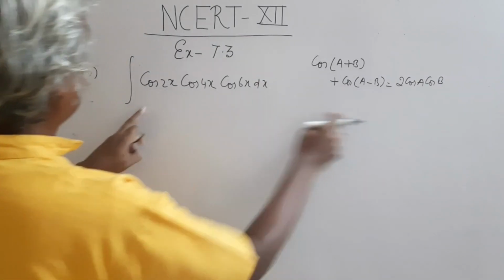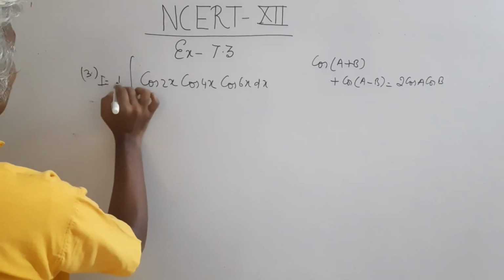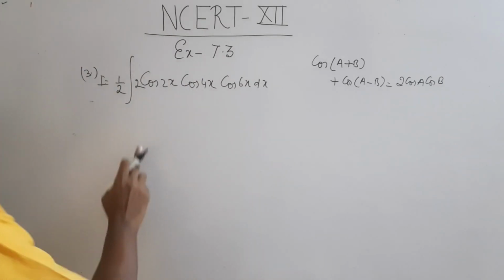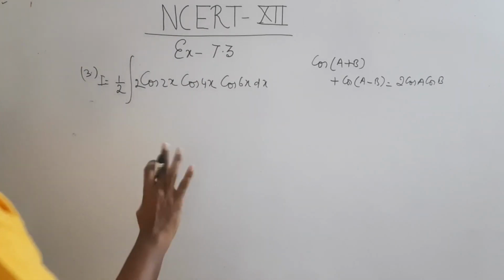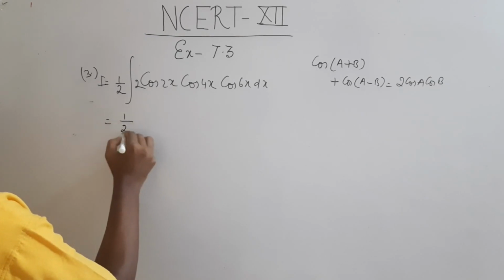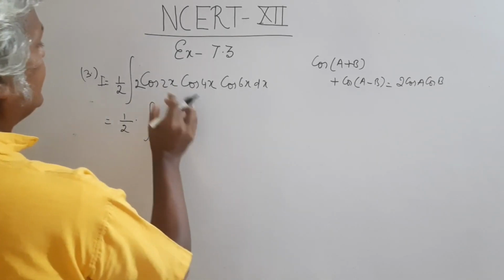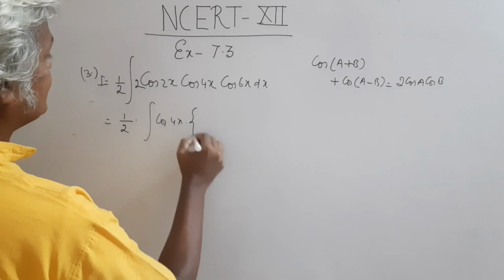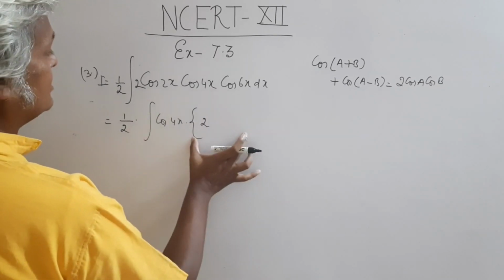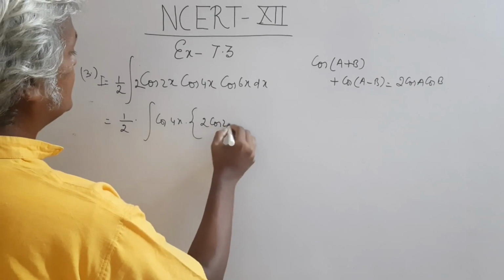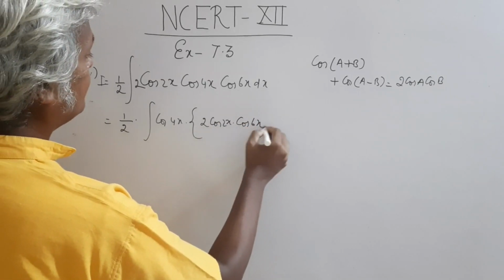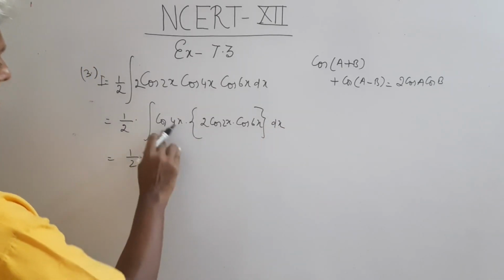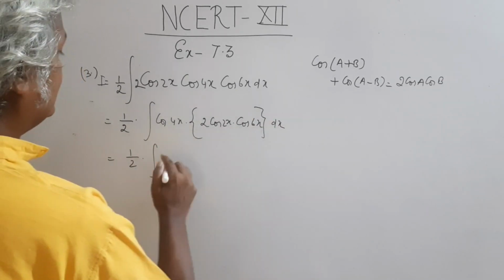Now I don't have 2 anywhere, so here I write half outside and 2 inside, but there are 3 terms and we have just 2 terms here, so we take only 2 terms and keep the third term as it is. So I write here 1 by 2 integration. Let me keep 2x and 6x together, so I write cos 4x here as it is, and inside the curly bracket I write 2 cos 2x cos 6x dx.